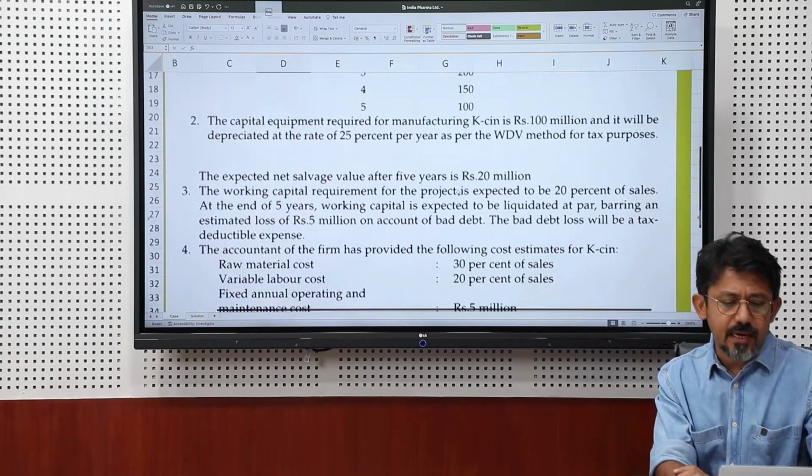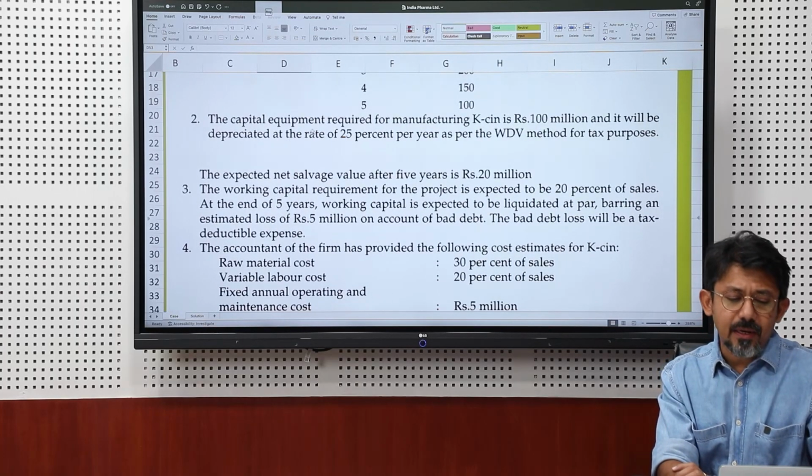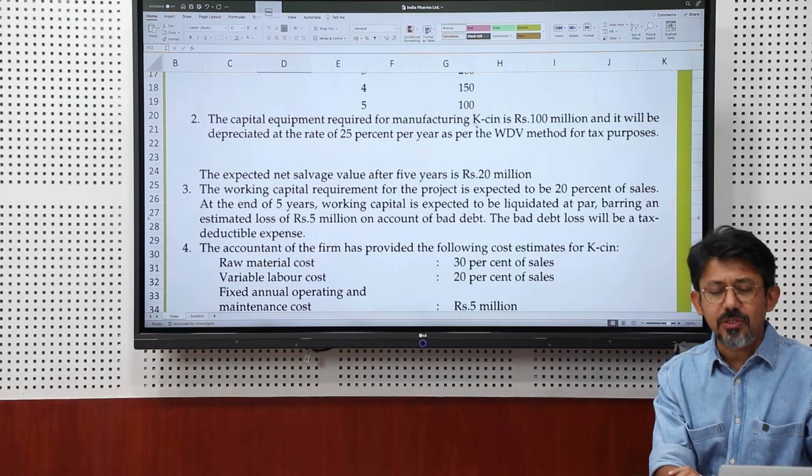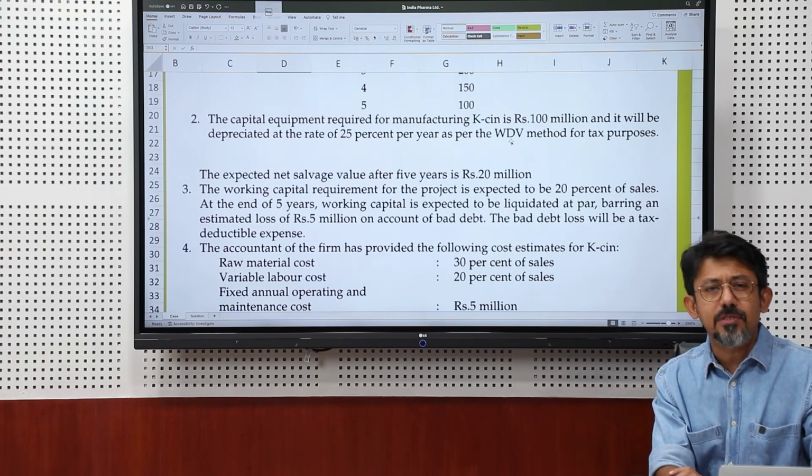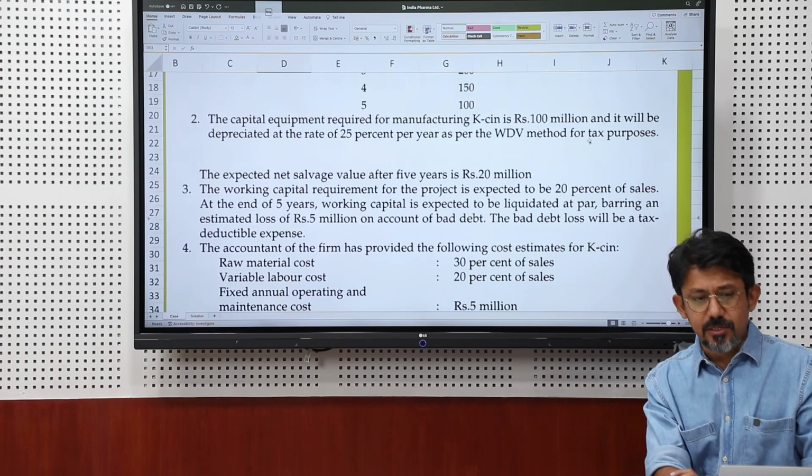Let us move on to the second point over here. The capital equipment required for manufacturing casein is rupees 100 million, and it will be depreciated at the rate of 25% per annum as per the WDV, which is the written down value method, for tax purposes.